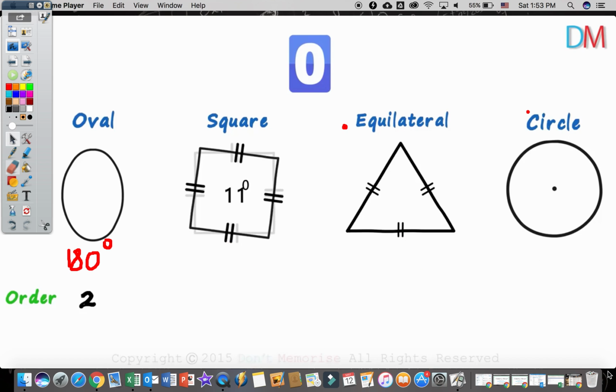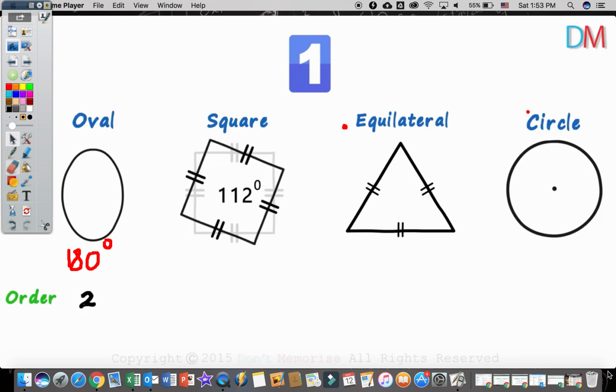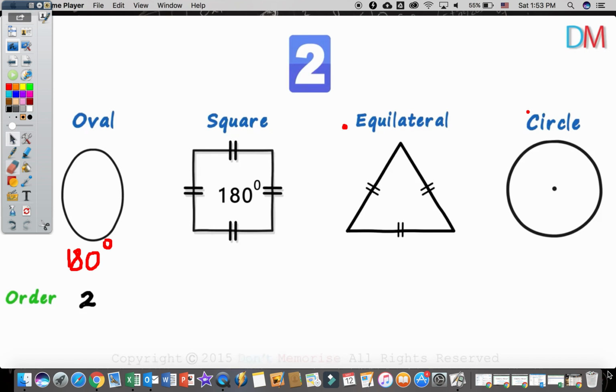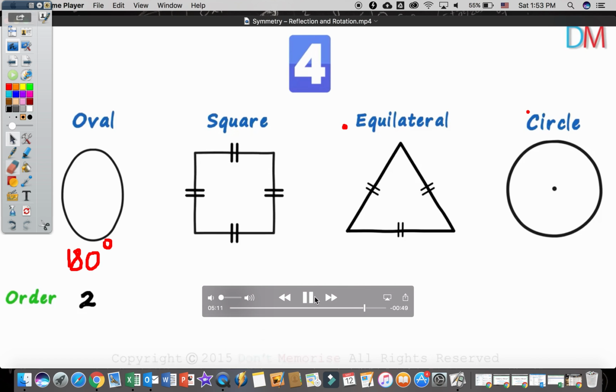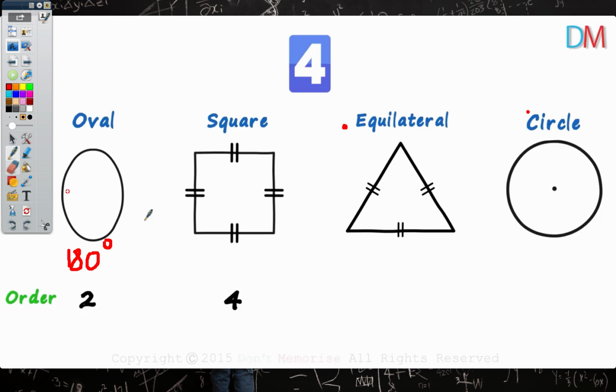Okay, 90 degrees, 180 degrees, 270 degrees, and a full rotation, of course, it's the same as the given. So 4 times. Now order is 4 for this shape, and the degree is 90 degrees because in 90 degrees the square will be the same as given first time.